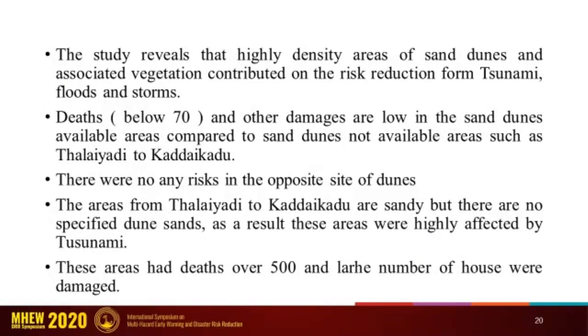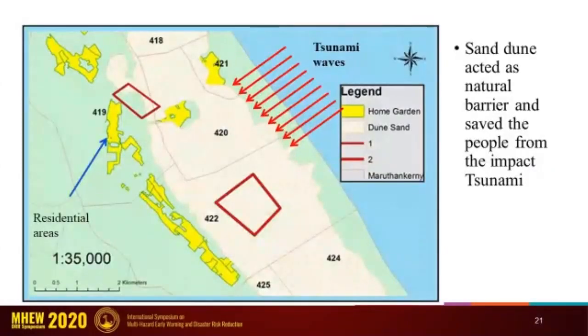Deaths below 700 and other damages are low in the sand dunes available area compared to the sand dune not available area such as Thaledi to Kattekadu. There was no other risk on the opposite side of the dunes. The area from Thaledi to Kattekadu is sandy, but there are no specific dunes, and as a result this area was highly affected by the tsunami. This area had deaths over 500 and a large number of houses were also damaged. This map clearly shows how sand dunes protect the residential area from the tsunami impact. In the marked area, illegal and uncontrollable sand mining activity takes place. So this map clearly says that sand dunes act as a natural barrier and save the people from the tsunami impact and other natural disasters such as flooding and storm.